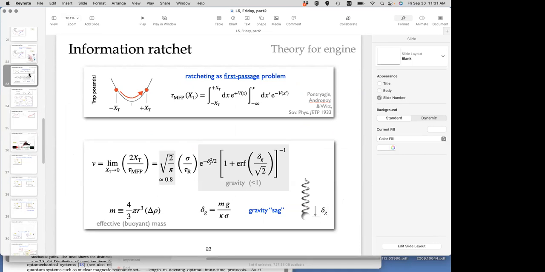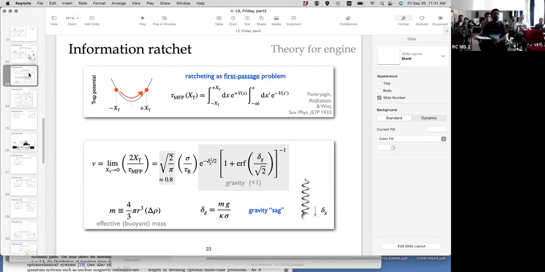Okay, and so then there's some nice theoretical analysis of it, which I will mostly not talk about, but you can treat this as a first passage problem. Say, for example, if I start from minus xt and go to plus xt, where xt is this threshold, how long does it take to first go here? Because when it comes up here, we ratchet and kind of reset the problem. So it really maps onto the first passage time.